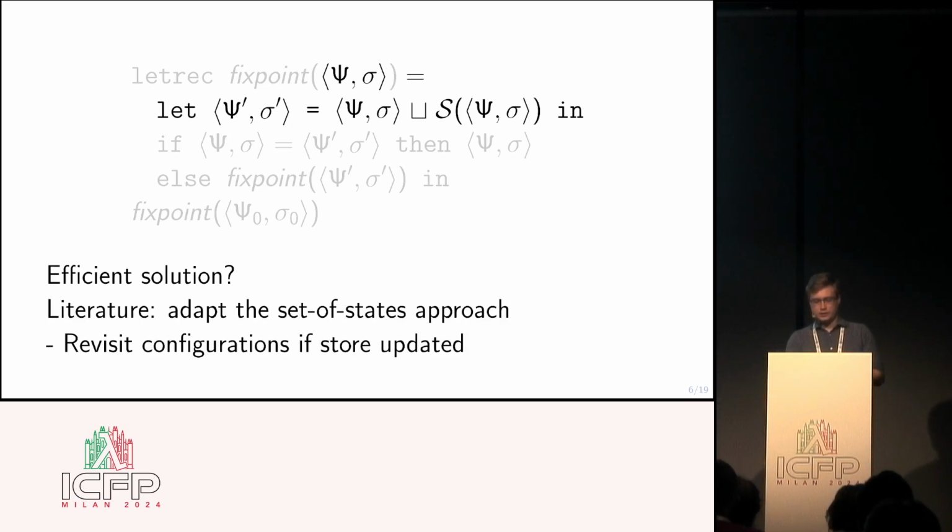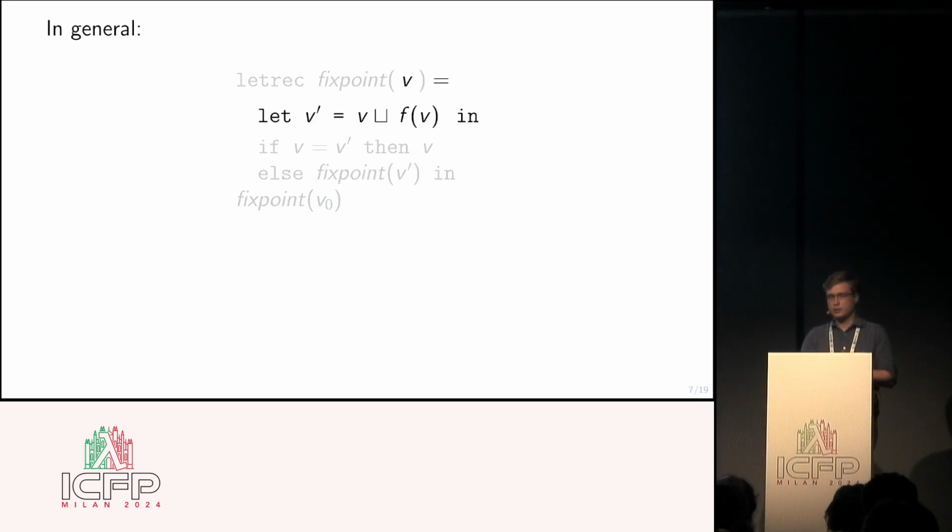So in the literature, what it says is you can adapt this set of states approach where you revisit the nodes again in the graph if the store has updated. And so we're going to try to do something better and derive that from the spec of the fixed point. So why can we hope to do better? It's because in general, these fixed points are dealing with lattices and monotone functions.